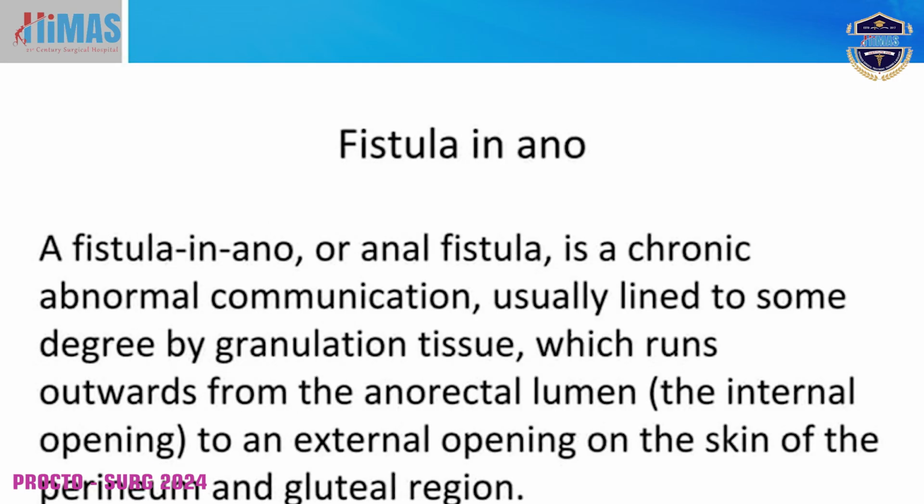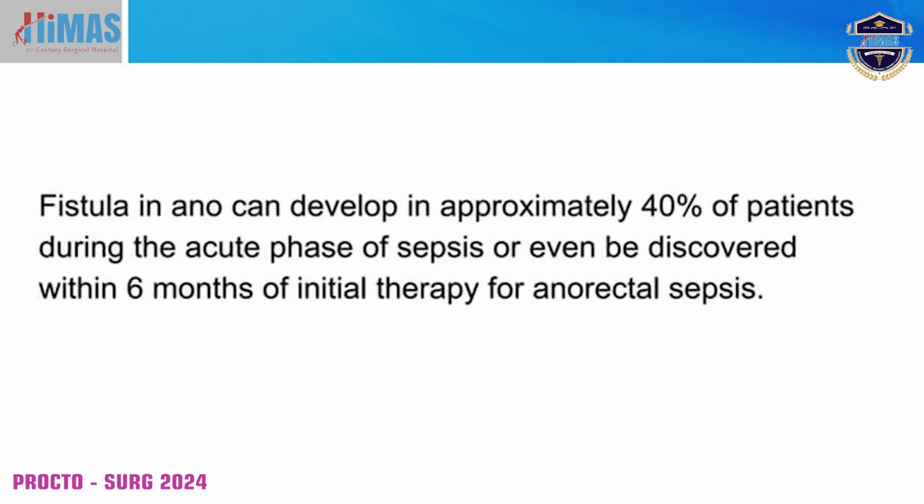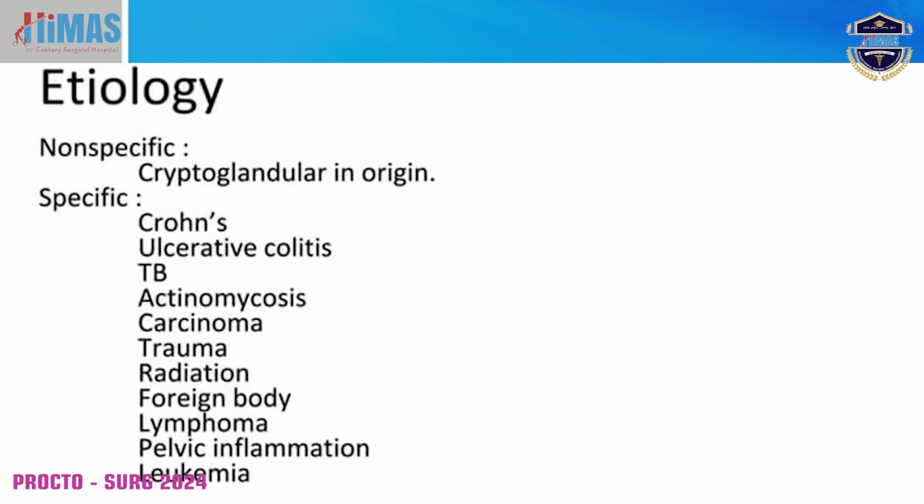You know the definition. So fistula is an abnormal communication between the anal canal and the external skin. Most of the time, 40% is due to a previous sepsis, either perianal abscess or cryptoglandular abscess. Etiology: non-specific causes are cryptoglandular in origin, and specific causes like Crohn's, ulcerative colitis, TB, and so many causes like this.